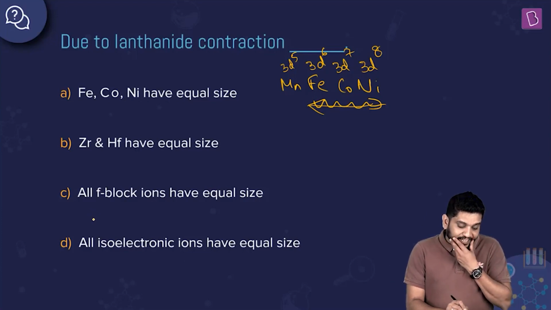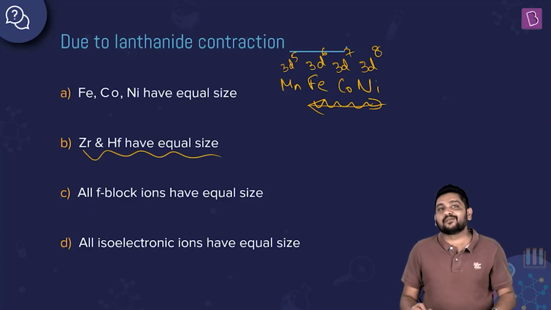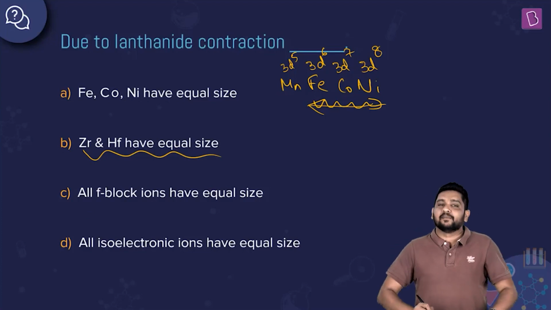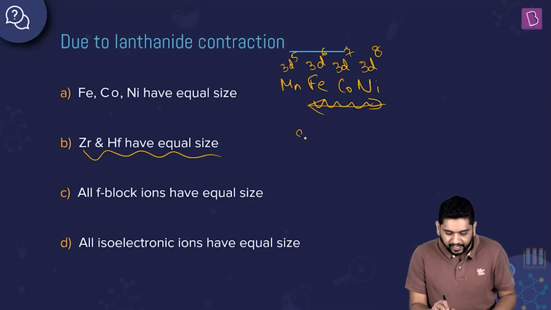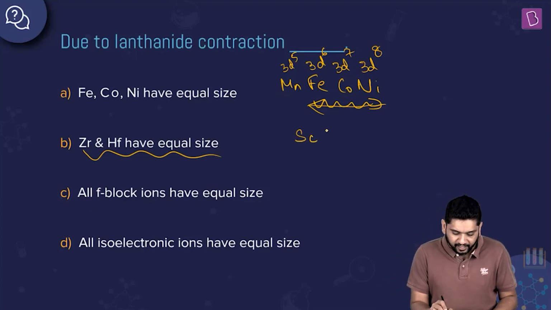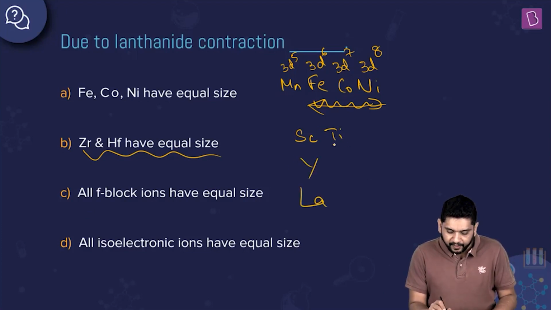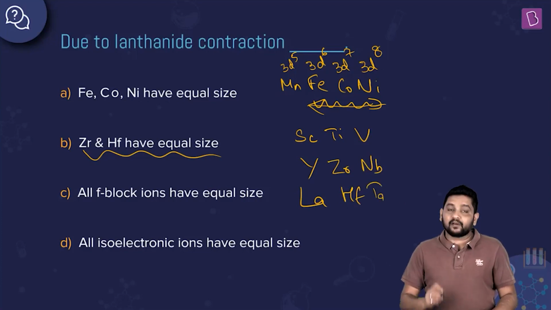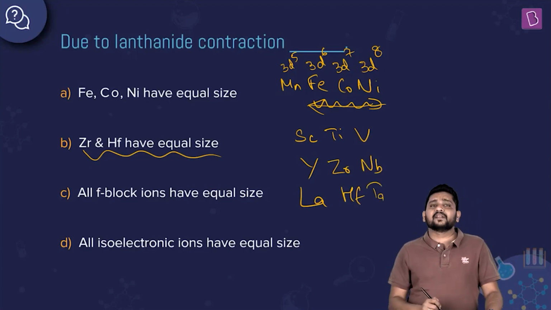Yeah, so then after that we have zirconium and hafnium have equal size. Yes, this is specifically because of lanthanide contraction, right? So what do we have? D block, you have scandium, titanium, yttrium, lanthanum. Below titanium you have zirconium, below that you have hafnium, vanadium, niobium, tantalum. So when you are looking at these, I don't need more elements beyond this to make my point.